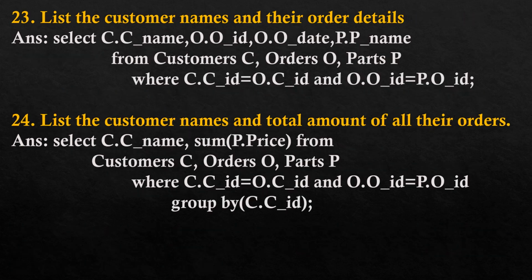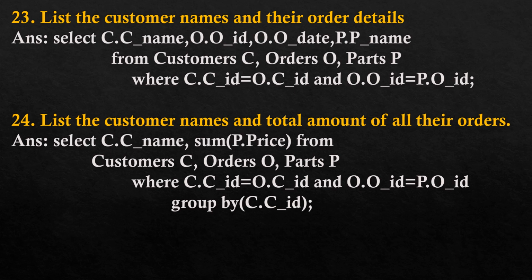Now list the customer names and their order details. To get all this information, you have to join all these three tables. Why? Because you will get customer names from the customer table, the order details like order ID and order date from the orders table, and which part he has ordered, and the information about that, you can get from the parts table. So you have to join all these three tables.